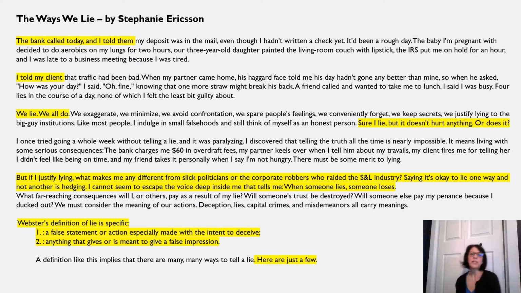Okay, so let's look at Erickson's introduction here. Her strategy is to try and engage her reader early on and make it clear that this is not an essay where she is lecturing the reader. So she begins, "The bank called today and I told them..." And she talks about the kinds of lies that she has told already in a single day.